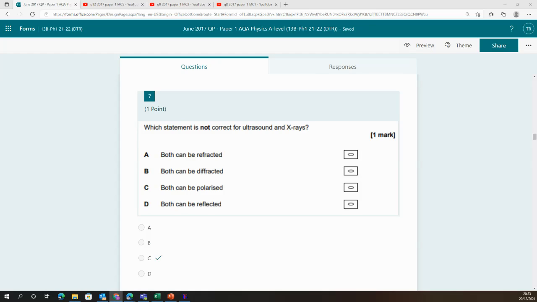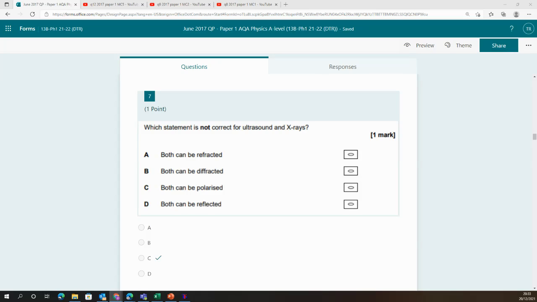Diffraction, going through a gap. So if you've got a gap within a material, for ultrasound, you may have gaps of a reasonable physical size where you're actually looking at the physical dimensions of an object. That might work. You'll get diffraction of X-rays through crystals. So diffraction can happen to both of them. They're both waves. All waves can be diffracted.